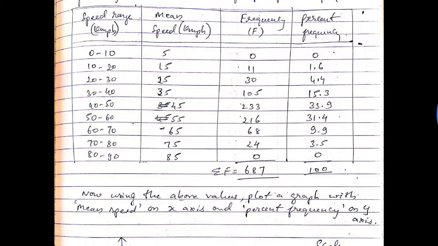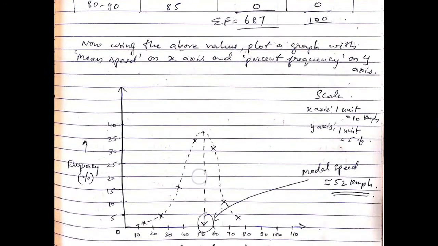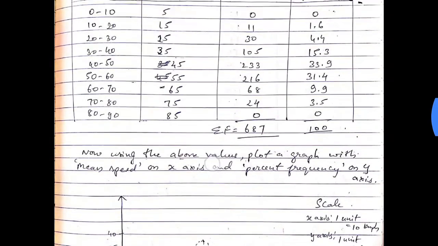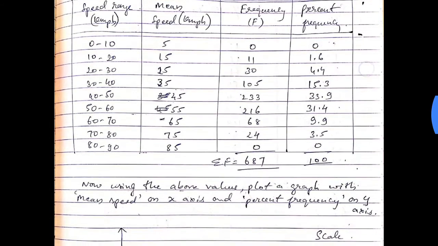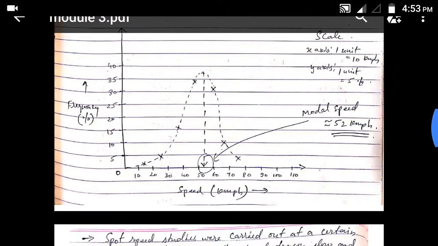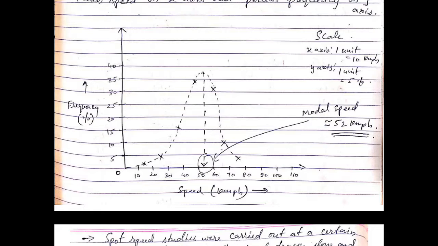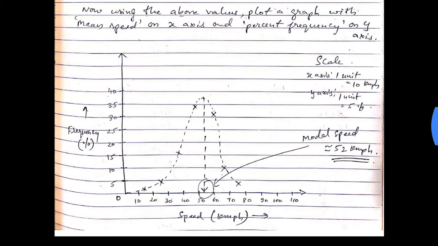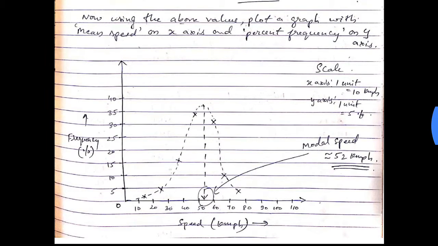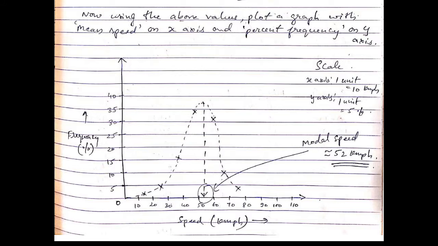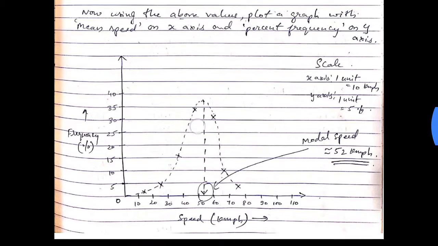For 15 it is 1.6, so 15, 1.6 is somewhere here. For 25 it is 4.4, here. You can see these X marks; these are the points. Once you plot the points, you need to join them with a freehand curve. Once you have joined these points with a freehand curve, you will get this bell-shaped curve.